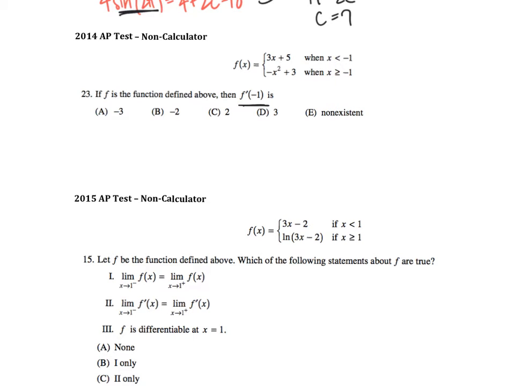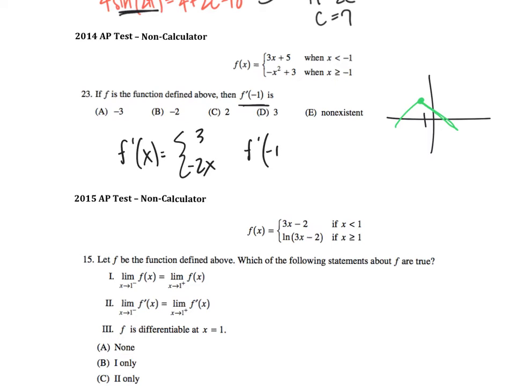If we've got a graph, and here's negative 1, and the slope as I approach negative 1 from the left is some number, and the slope as I approach negative 1 from the right is a different number, that's going to make it not differentiable. So we need to check for that first. Is the slope from the left and the right going to be equal? So let's first go ahead and find out, what is f prime of x? Of the top function, it's 3. Of the bottom function, it's negative 2x.